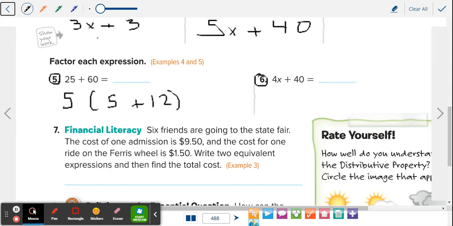So number 6, 4x plus 40. So what's our greatest common factor here? 4. So we put 4 on the outside of the parentheses. Okay, now we divide it out. What's 4x divided by 4? Just x. Plus, because we keep the addition, what's 40 divided by 4? 10. And that's it. There's your answer. Any questions on this? So just remember, when you're doing these, distributive property means to multiply. When you factor, you're doing division.